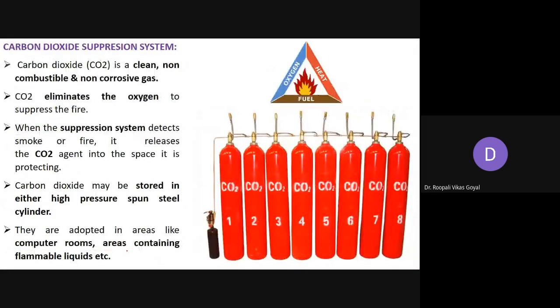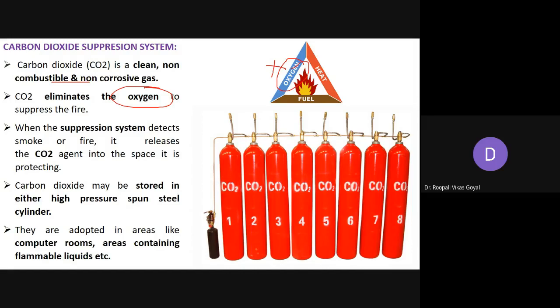Next is carbon dioxide suppression system. So here our main aim is to remove oxygen. हमको ऑक्सीजन पे बात करना, ठीक है. So this carbon dioxide is a clean, non-combustible, non-corrosive gas, and it eliminates the oxygen to suppress the fire. So oxygen नहीं मिलेगा तो fire will extinguish.